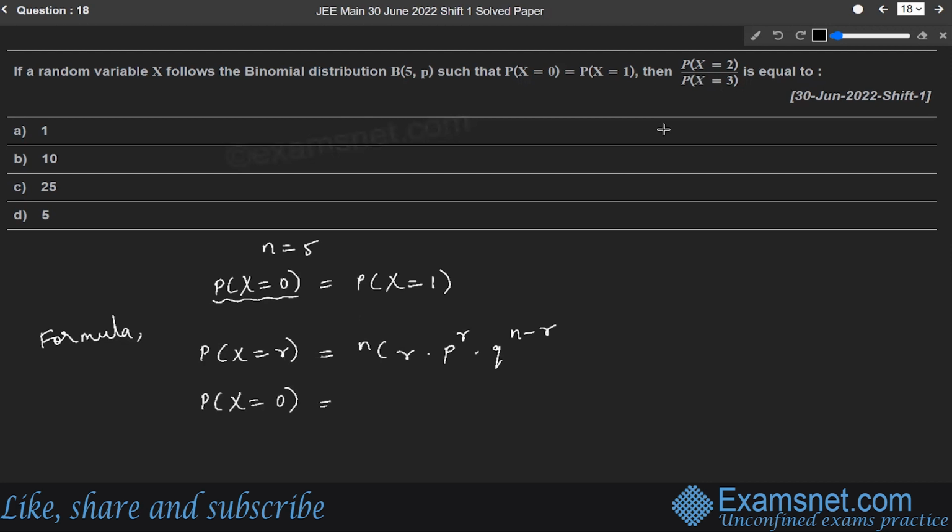Here r is 0. So it will be nC0 into p power r, means p power 0, into q power n minus r, means n minus 0. So it will be n, right? Now what is the value of n? n is 5. It is already given in the question. So it will be 5C0 into p power 0 into q power 5.